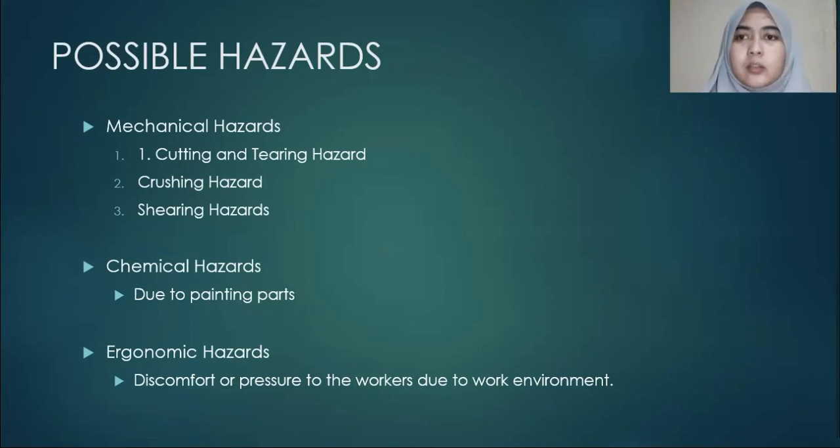Lastly, the ergonomic hazard is discomfort or pressure to the workers in their working environment, such as an uncomfortable chair, or the height of the table not being suitable for them, and when used for a long period, it will cause discomfort to the workers.